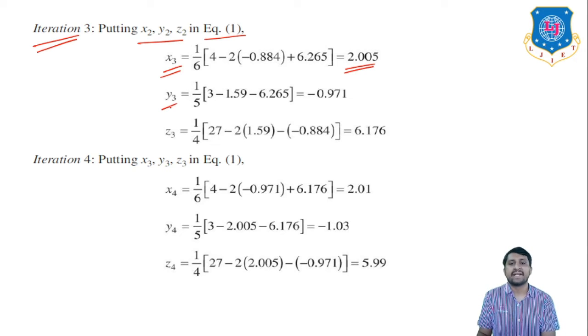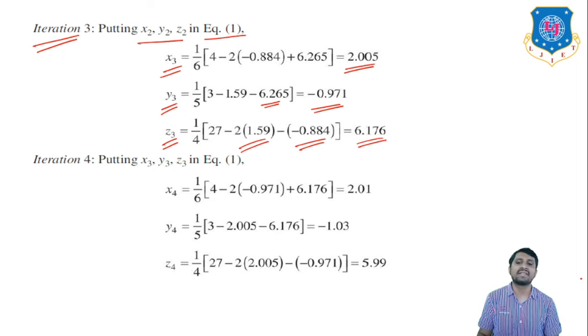The value of y3 is (3 minus 1.59 minus 6.265) divided by 5, that is minus 0.971. z3 is (27 minus 2 times 1.59 minus 0.0884) divided by 4. When you calculate, you will get 6.176.